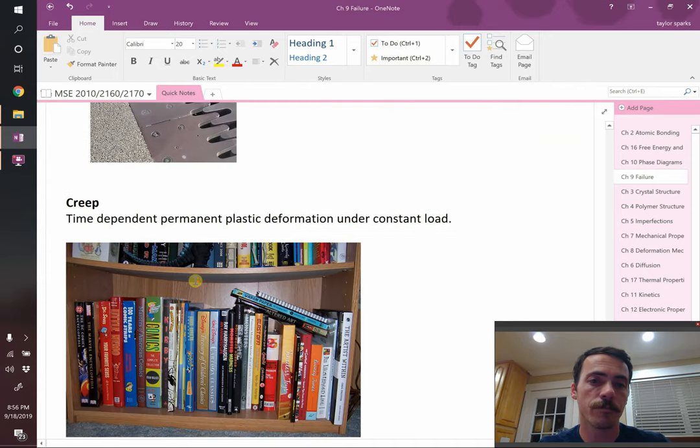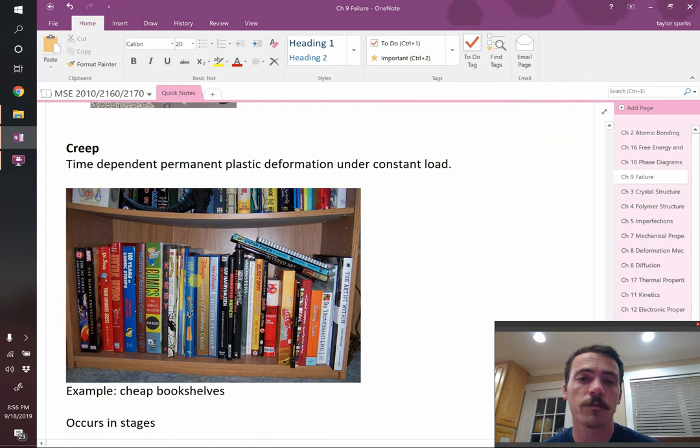Okay. Now, the next thing that we want to talk about is creep. Creep, as I said before, is time-dependent, permanent plastic deformation under a constant load. And you see this all the time. You probably just didn't know the word for it.